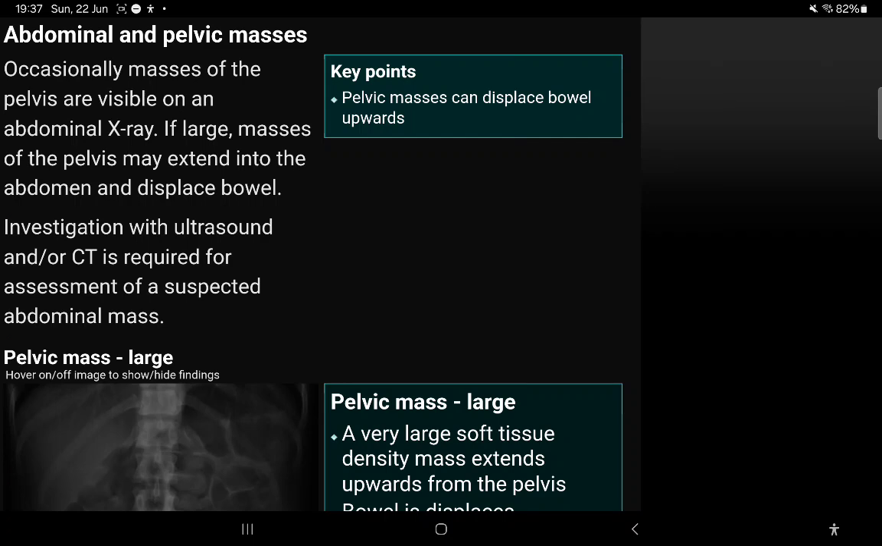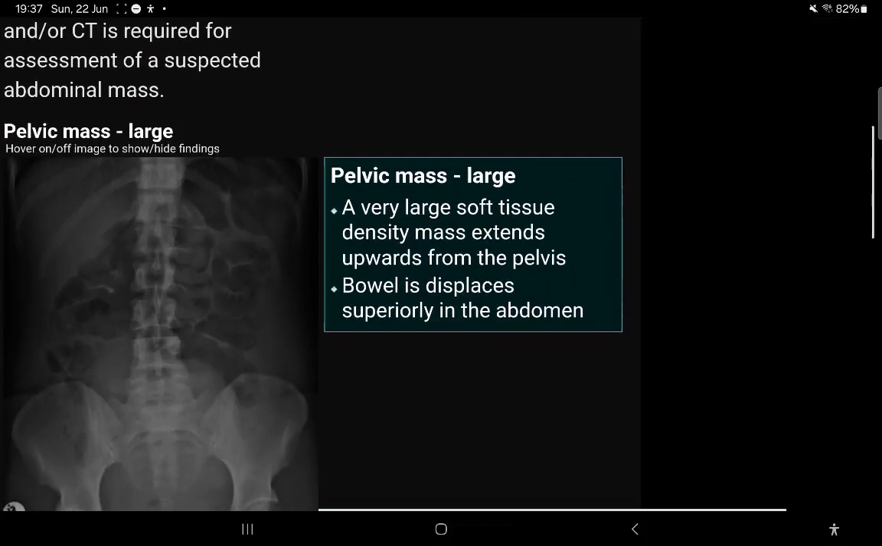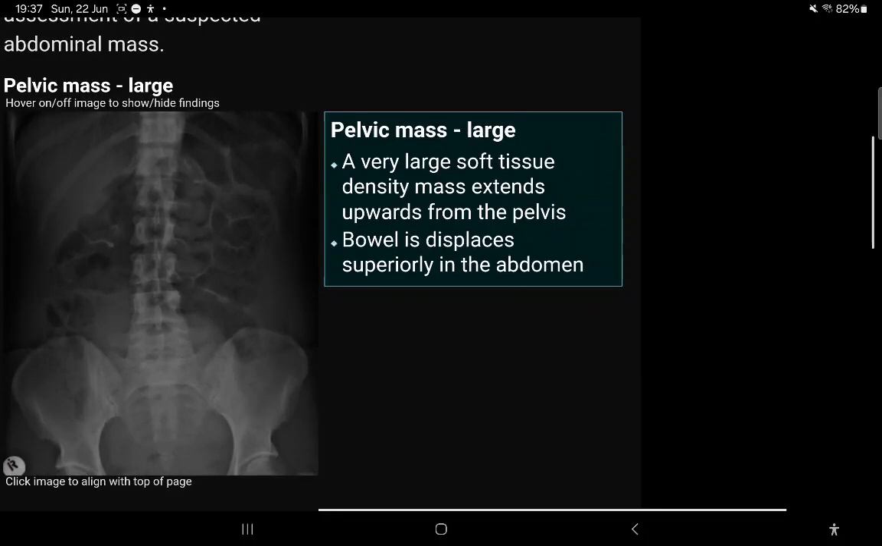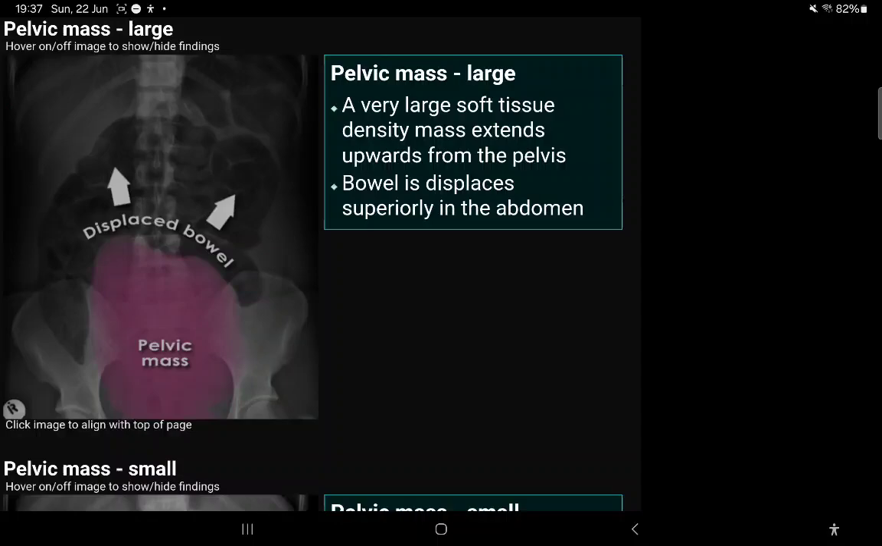Investigations with ultrasound and/or CT are required for assessment of suspected abdominal masses. Over here we have a large pelvic mass. The annotations show it displaces the bowel upward. Here we have this whitish soft tissue density, the pelvic mass. A very large soft tissue density mass extends upward from the pelvis. Bowel is displaced superiorly in the abdomen.